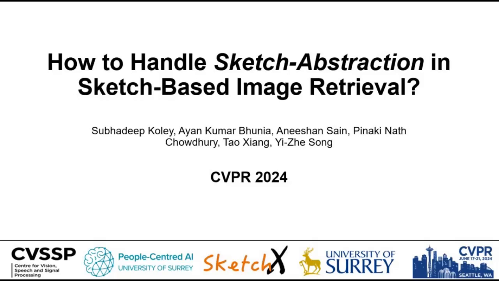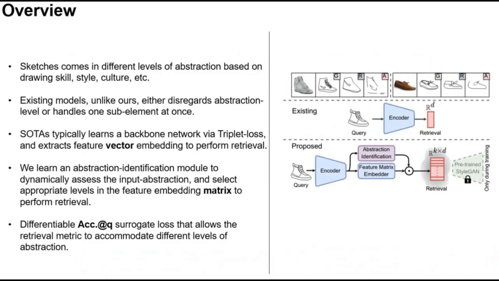I'll be presenting our paper called How to Handle Sketch-Abstraction in Sketch-Based Image Retrieval. Freehand human sketches come in different levels of abstraction based on factors like drawing skill, style, culture, etc. Existing models typically learn the backbone network by triplet loss and extract features to perform retrieval.